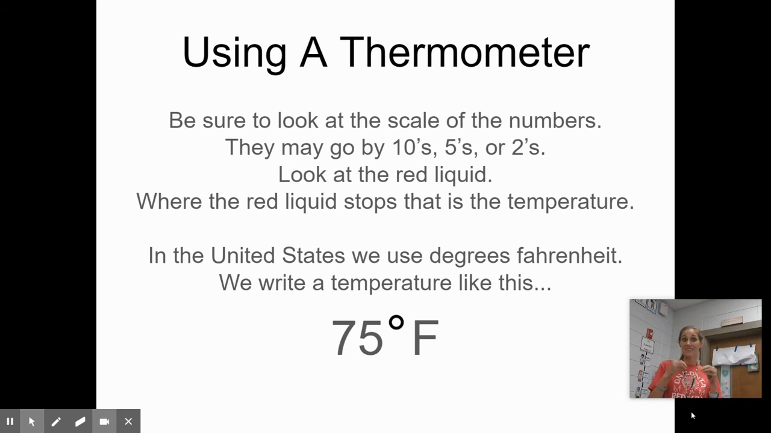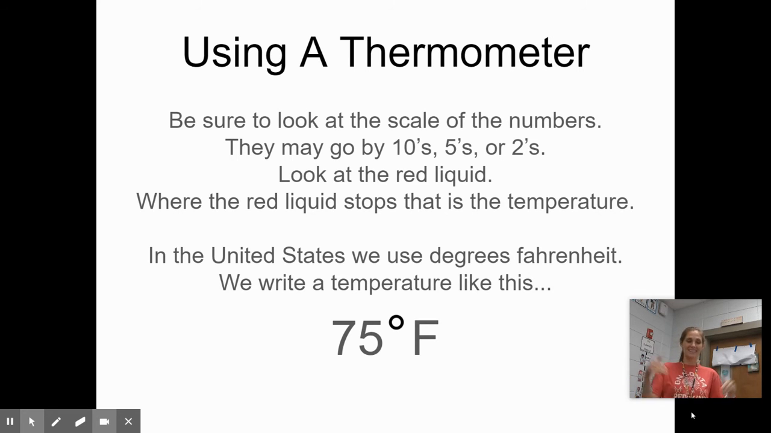Be sure that you look at the scale of the numbers. Make sure that you know if they go by 10s, 5s, sometimes they even go by 2s. And you would look at where that red liquid stops, and that would be the measurement of your temperature. If it's one that the dial is pointing to, you would look at where the number points to. If it's a digital one, just read it.